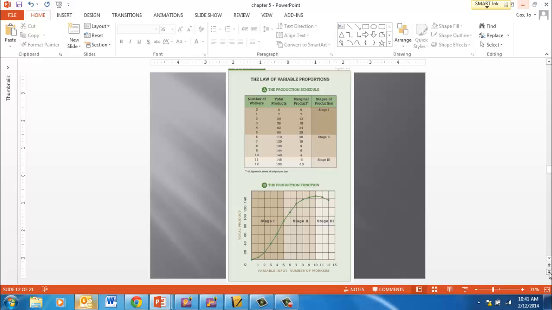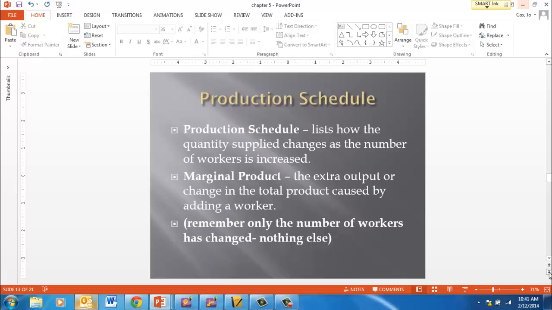Either we don't have enough space, we don't have enough equipment, we're in each other's ways. But now, even though we're producing products, we are producing them at a negative marginal product rate. So this would not be a good case scenario. So the law of variable proportions has 3 different stages.